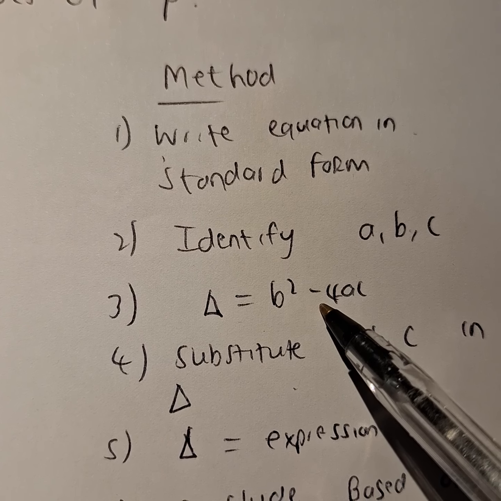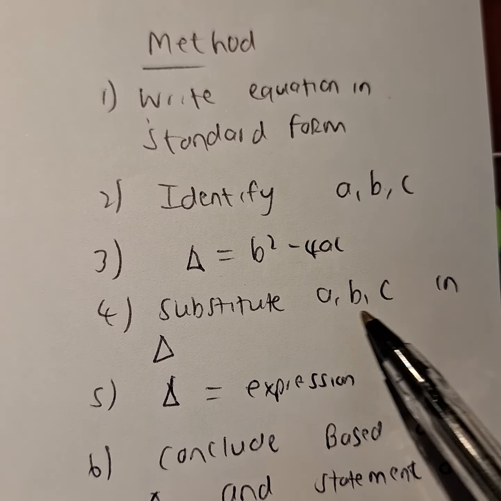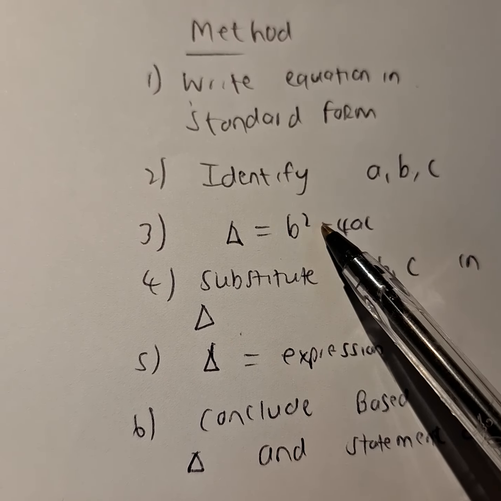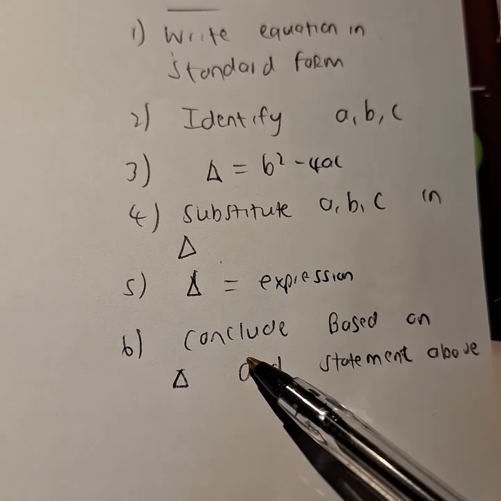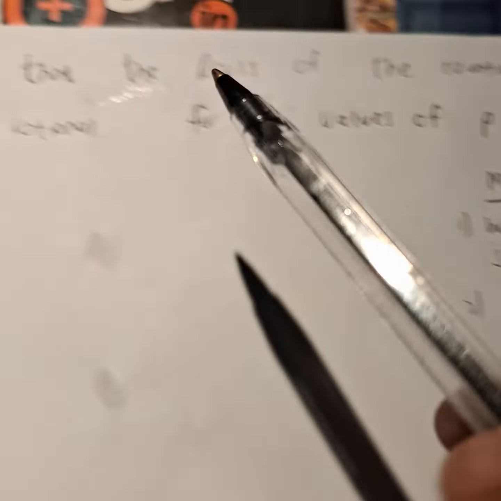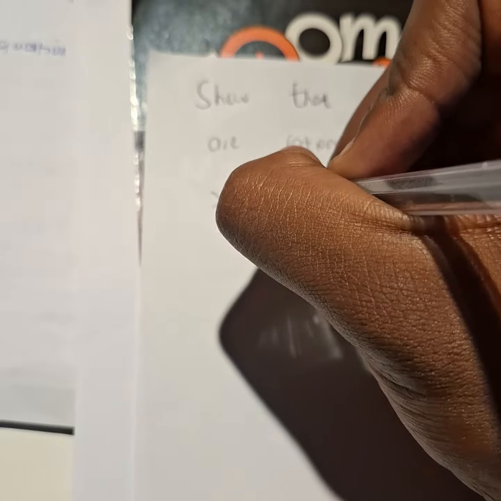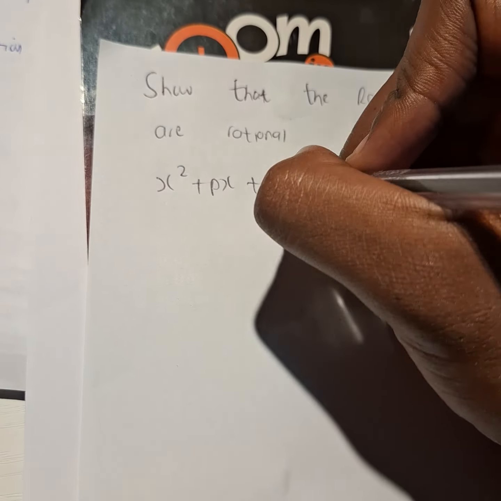Write down delta is equal to b squared minus 4ac, which is the discriminant. Substitute a, b, and c into delta, b squared minus 4ac, get delta as an expression, then make a conclusion based on delta and the statement above. So we are going to approach this and see how we go about doing it. So x squared plus px plus p is equal to 1.